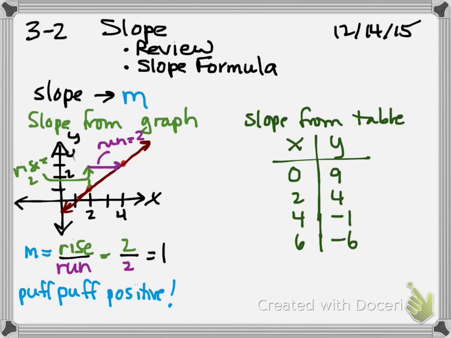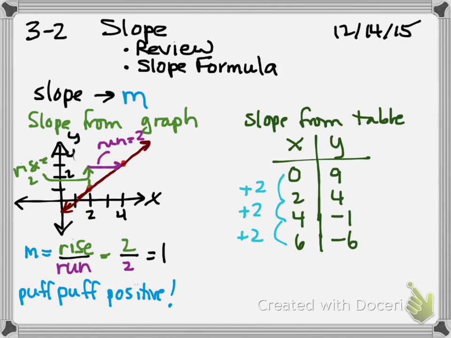So what I'm going to do is look for the change in x's and the change in y's. And then I have the change in y on top and the change in x on the bottom. So what do I do to get from 0 to 2? I add 2. We got to get the sign involved. How about 2 to 4? I add 2. How about 4 to 6?